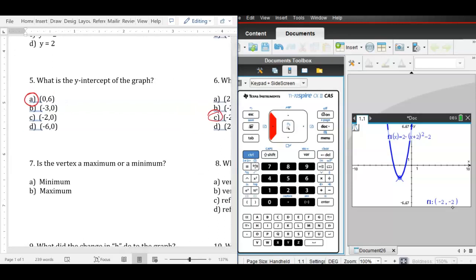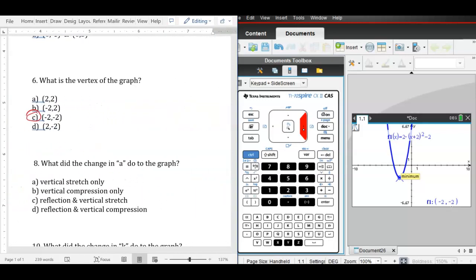Is it a max or a minimum? Again, when you get to it, it tells you it's a minimum. Remember, minimum is at the bottom. Okay. Maximum would be at the top.